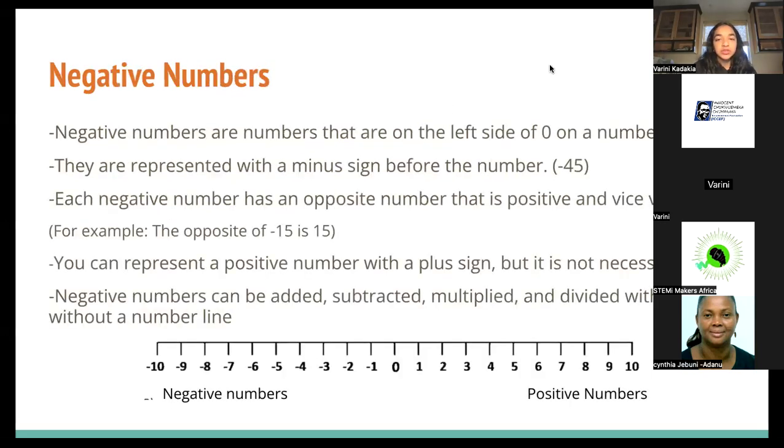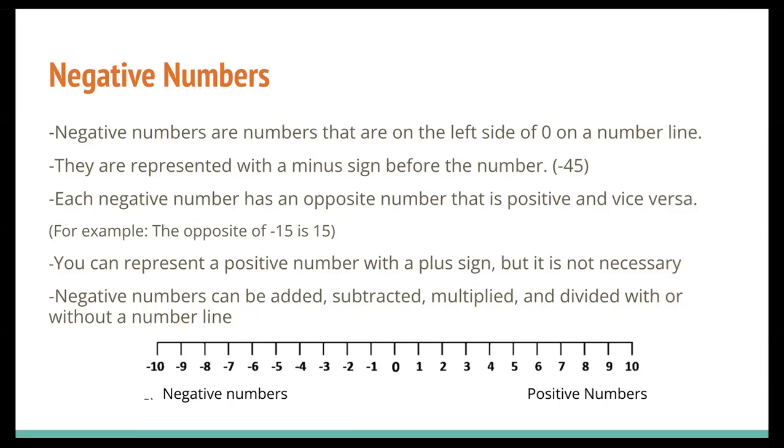So negative numbers are numbers that lie on the left side of zero on a number line. They're represented with a minus sign in front. So the number over here is considered negative 45. Negative numbers have an opposite number which is positive. So the opposite of negative 15 is 15, and the opposite of 15 is negative 15.